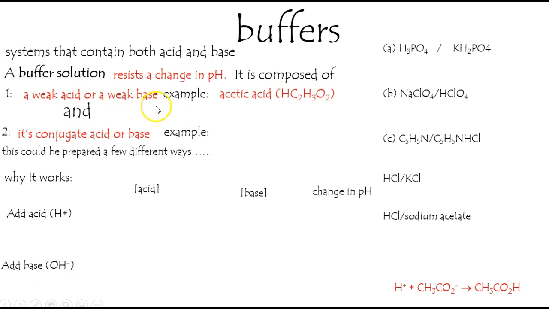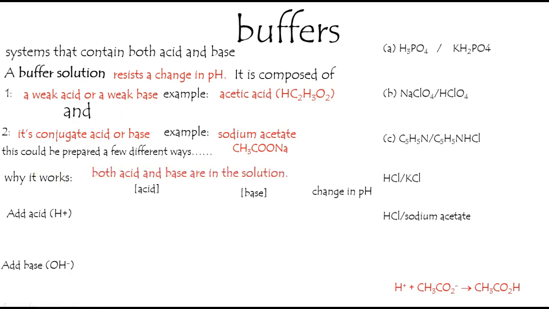For a weak base, that would be its conjugate acid, what happens after it gains H+. And that would be a different case, which we'll show you an example of. Ammonium chloride, for example. Why does it work? Well, both the acid and the base stay present in the solution and they resist that change. Let's look at the two scenarios.